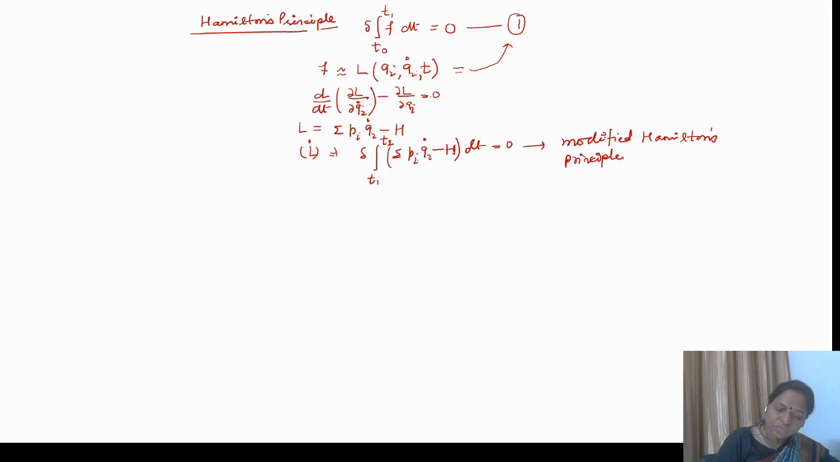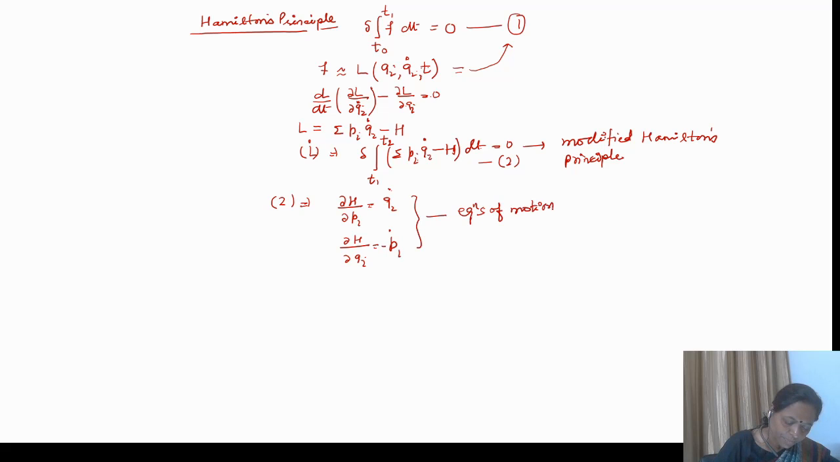Now, what are the equations of motion which we derive from this principle? 2 will imply that delta h by delta pi is qi dot, and delta h by delta qi is minus pi dot. These are equations of motion. Right? Now, I have to introduce a new coordinate system and naturally a new Hamiltonian.